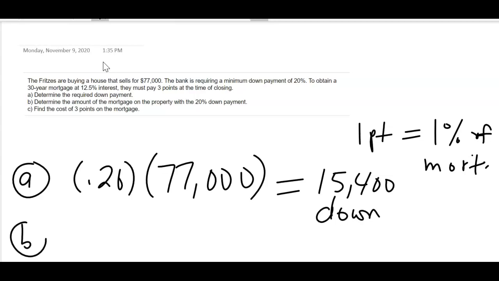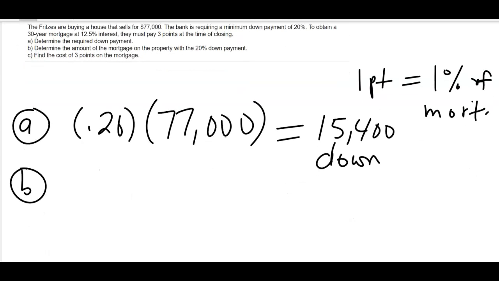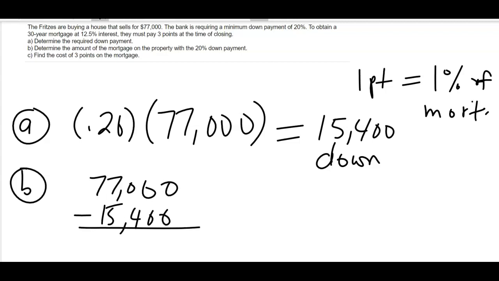And then part B says determine the amount of the mortgage on the property with that 20% down payment. So if the house is selling for $77,000 and we want to find the amount they're going to mortgage, then we need to subtract the down payment from our 77,000. Okay, so 77,000 minus that 15,400, and the mortgage amount will be $61,600.